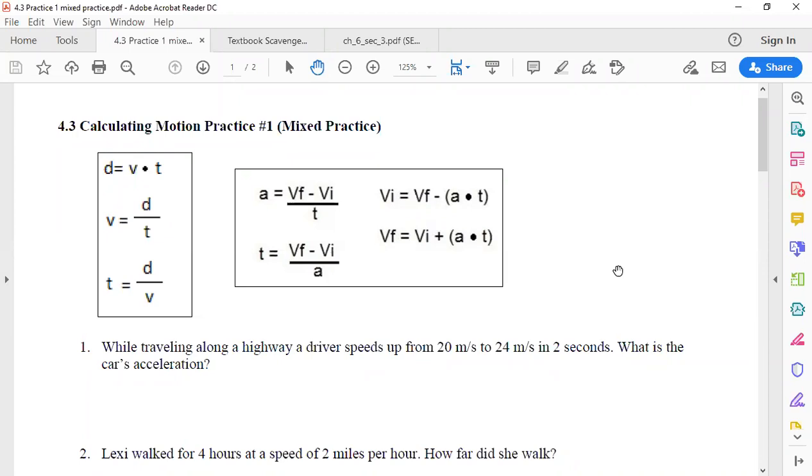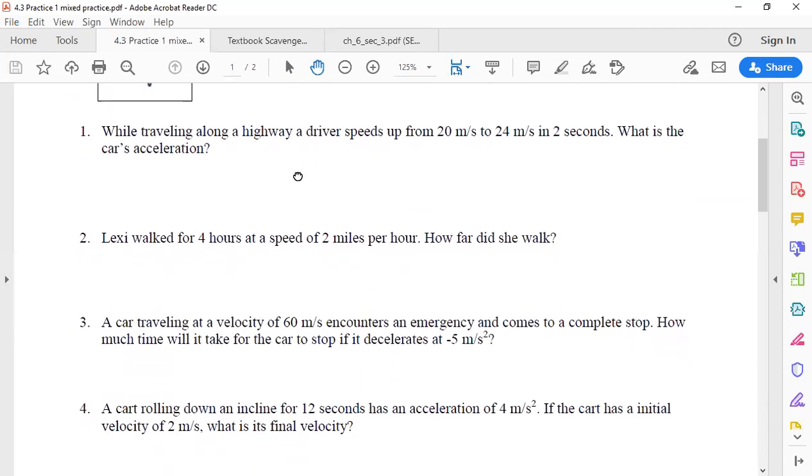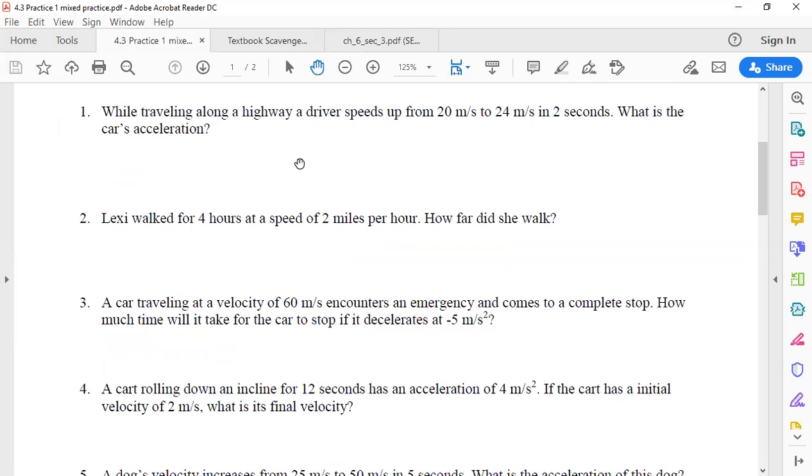I'm not going to really harp on sorting out and finding all the right answers. You can find that information from other lectures. We're going to focus on step 1 of solving word problems. So we'll look at problem number 1. It says, while traveling along the highway, a driver speeds up, and so on. What is the car's acceleration?